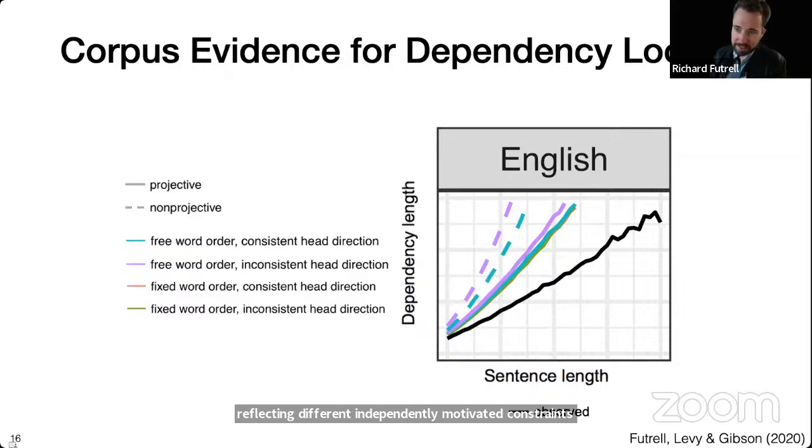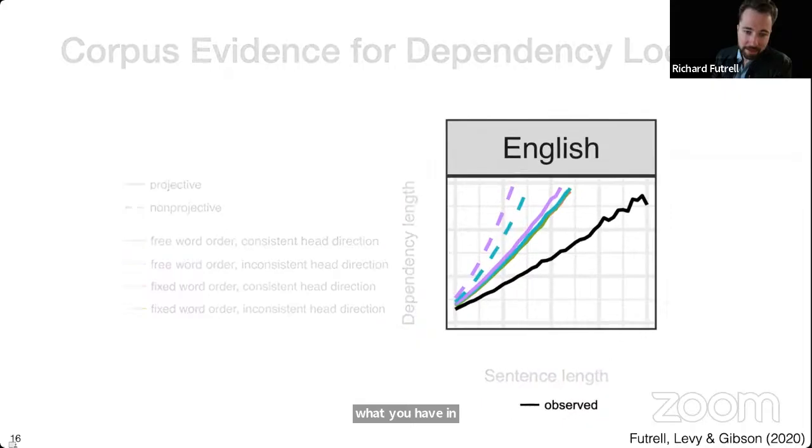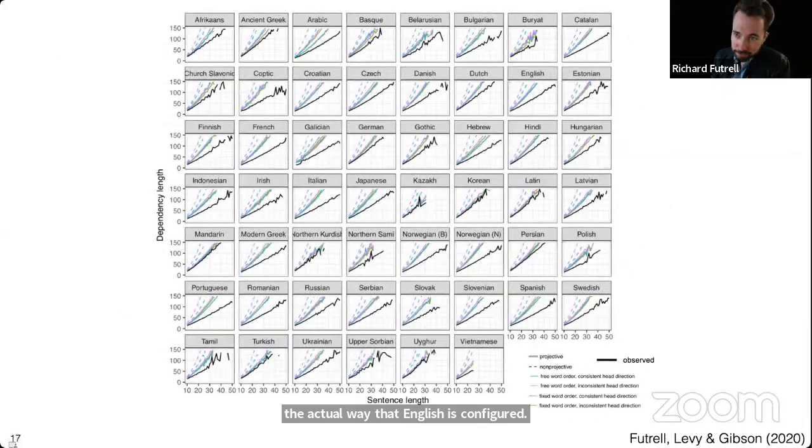And what you find is that the actual English language has shorter dependencies than all of them. So for whatever random grammars you can come up with, they tend to give you dependencies that are longer than what you have in the actual way that English is configured. And then we can generalize that now to 54 languages, just doing exactly the same analysis. And what you find is that all of the languages have significantly shorter dependencies than all of the random baselines.